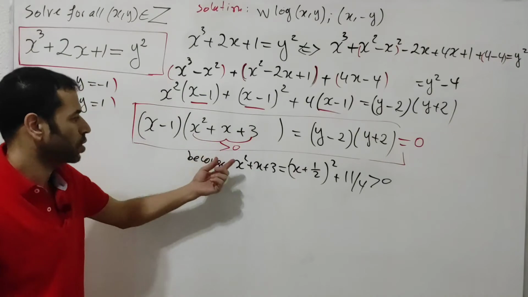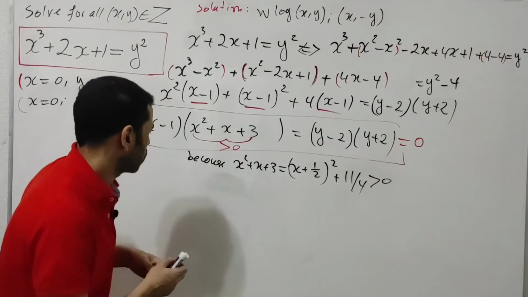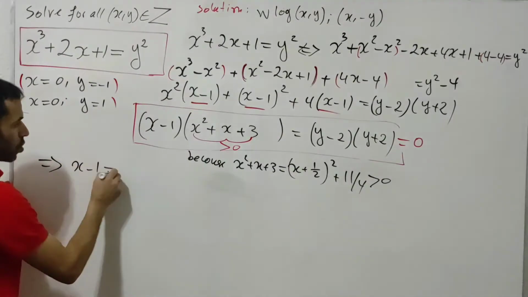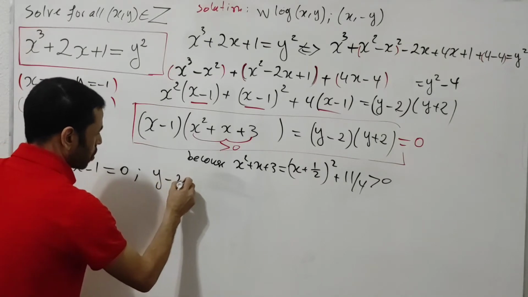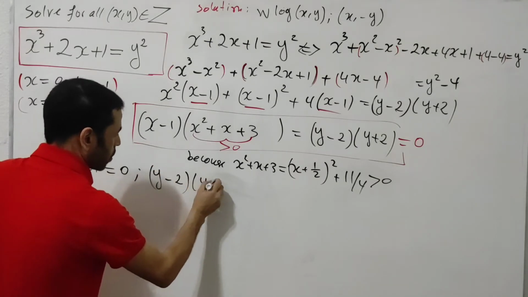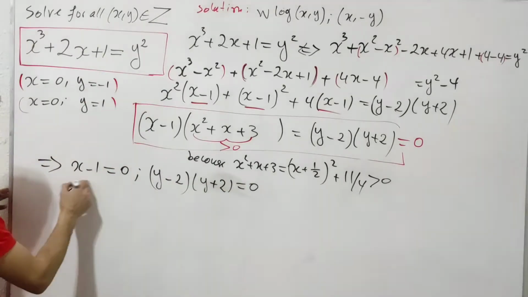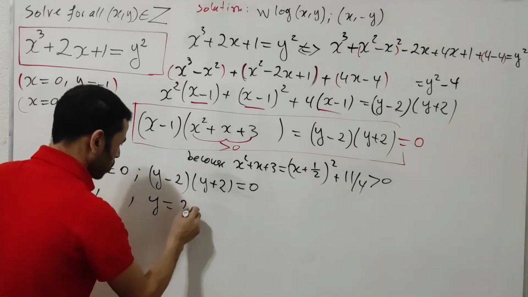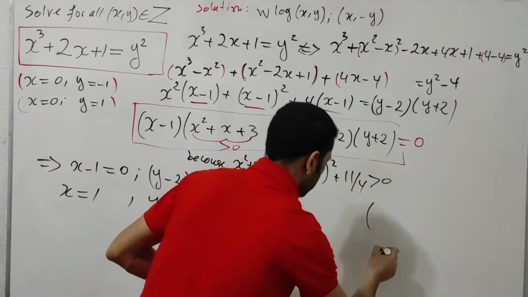Since this one is positive, that means this one must be equal to 0, not this one. So that means x minus 1 equals 0, and (y minus 2)(y plus 2) equals 0. This gives x equals 1, and y equals 2 and y equals minus 2. So we'll have a pair of solutions.